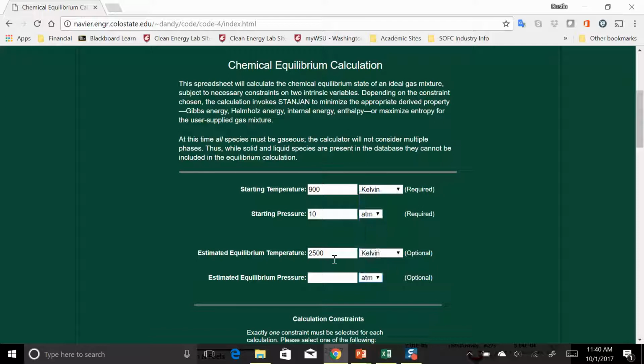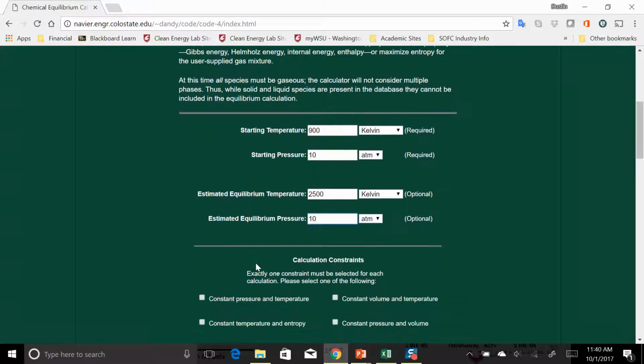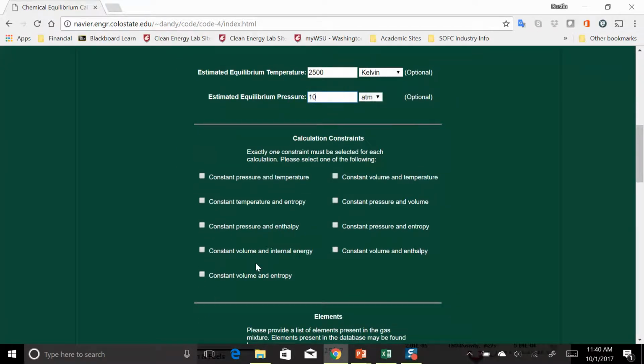And let's do constant pressure combustion. This is just a guess. These second two boxes, it's going to solve for those. It just prefers some sort of a decent initial guess. It'll happen faster the closer your guess is. So if I wanted to do constant pressure combustion, I'm going to choose this constant pressure and enthalpy. That constant enthalpy means there's no heat loss to any of the surroundings.